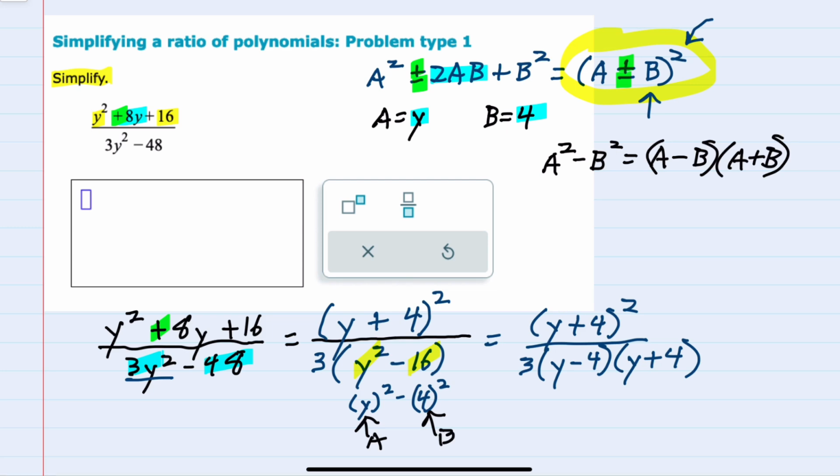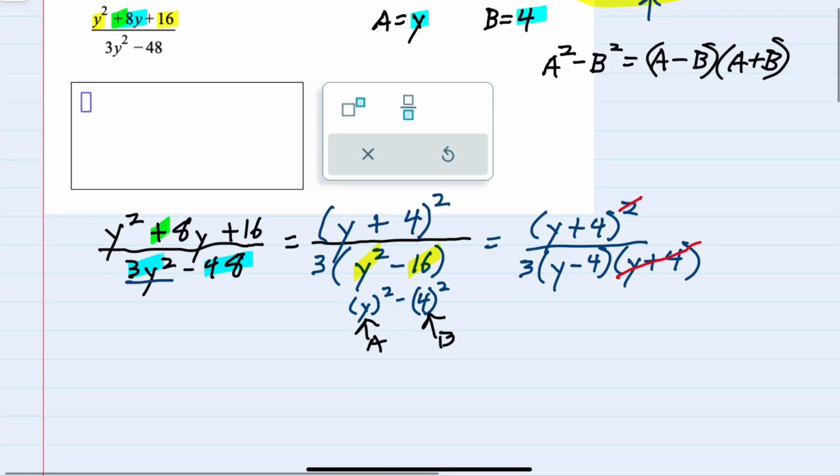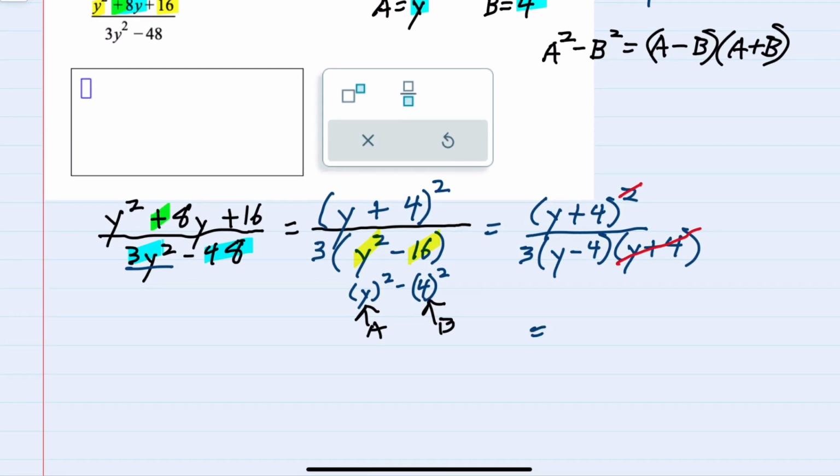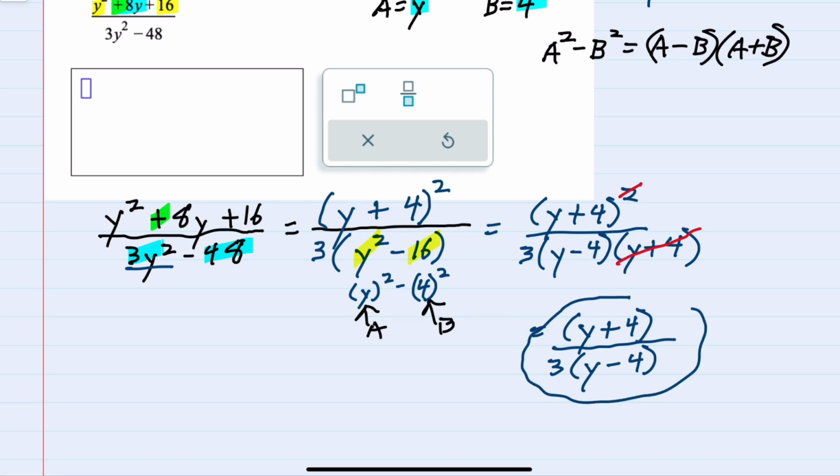And in the numerator, I have 2 y plus 4s being multiplied and 1 y plus 4 in the denominator. This factor will cancel one of those. So our simplified expression will have just the single y plus 4 in the numerator and then 3 times y minus 4 in the denominator. And with no other factors canceling, this has been simplified as much as possible.